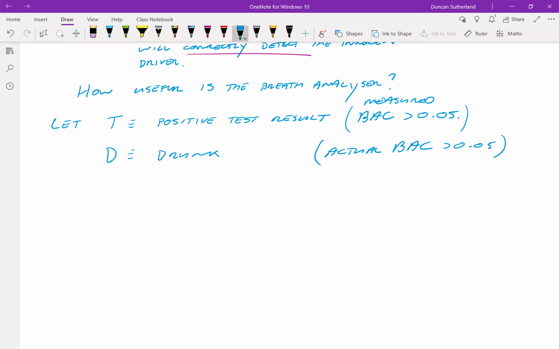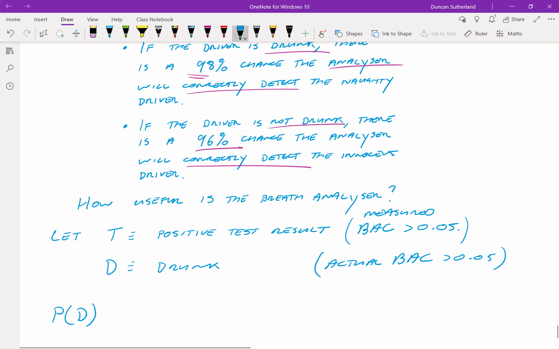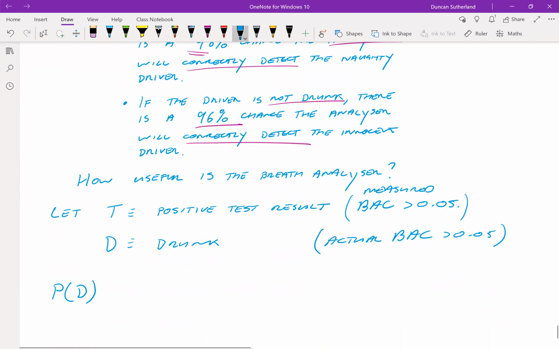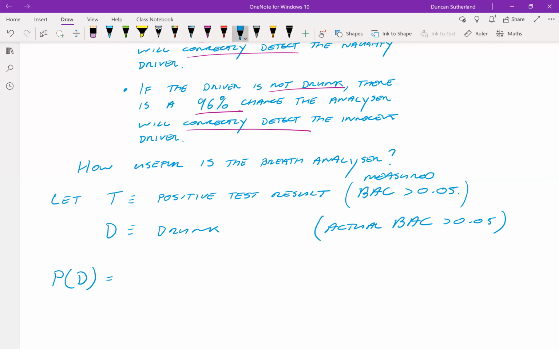All right. So now we can say probability drunk. That's one of the first pieces of information we're given. That's 2%. 2% of drivers are drunk. So we can just interpret the percentage as a probability. So P(D) is 0.02. Obviously, the probability of not drunk, the complement, or the probability that you're sober, is 1 minus the probability drunk.